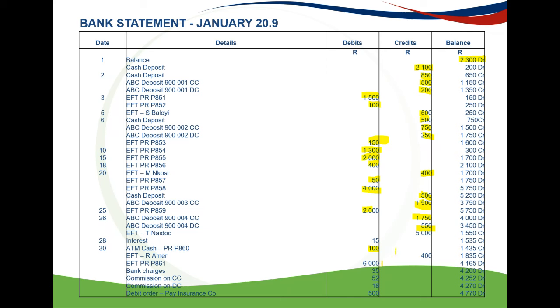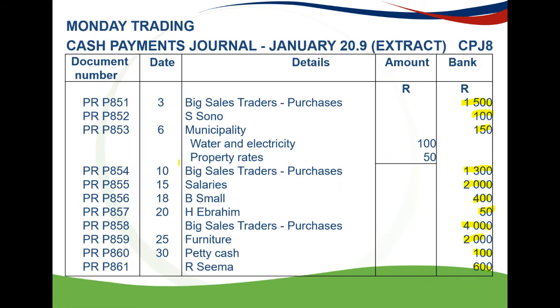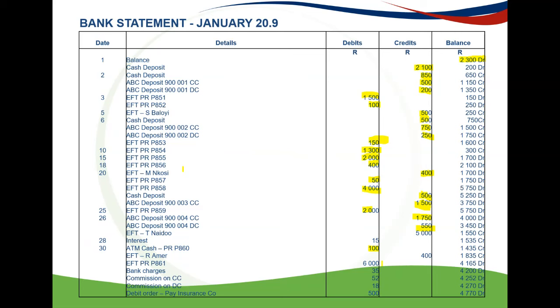So after comparing your cash journals with your bank statement, you must then go and adjust your cash journals with the transactions that were recorded on the bank statement but haven't been recorded in your cash journals. So those transactions you then need to go and still do.